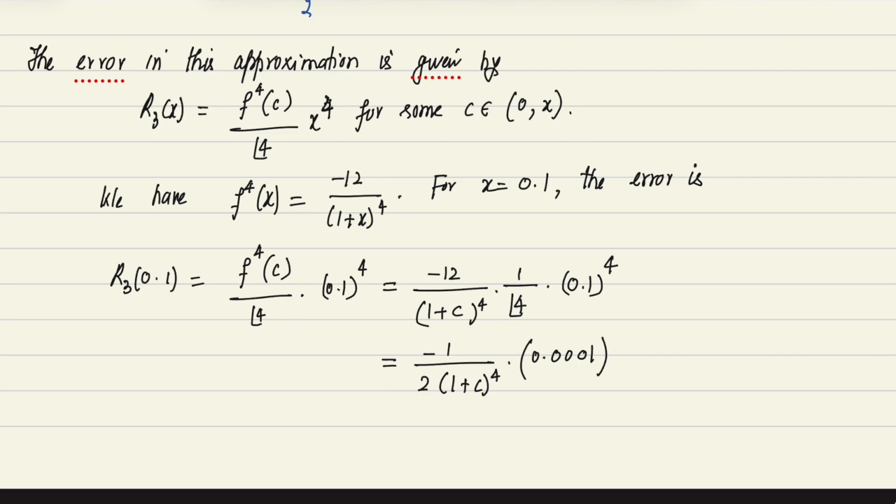That is equal to 0.0001. Now we evaluate the absolute value, so this implies modulus of R3 of 0.1 is equal to 1 divided by 2 into 1 plus c power 4, into 0.0001. Now since we need to evaluate the upper bound of this error, we need to find the maximum value of this expression on the right hand side.